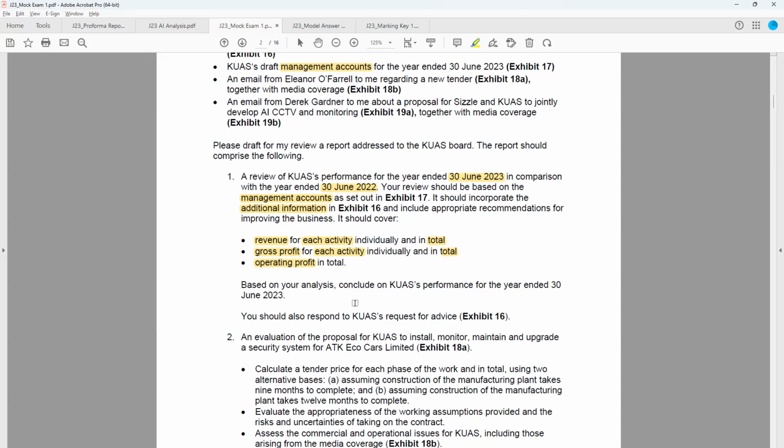Based on your analysis, conclude on KUAS's performance. As we always would, we have a conclusion. You should also respond to the request for advice. So, as is the case in the majority of requirement ones, we have the additional piece of analysis or the additional issue to deal with as well.